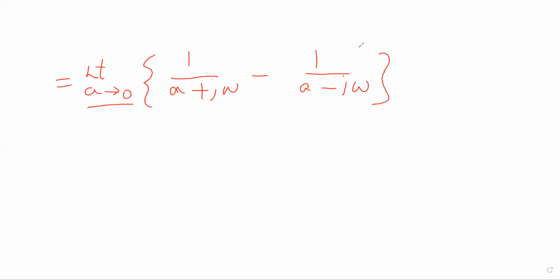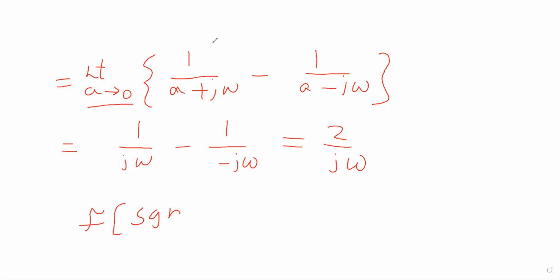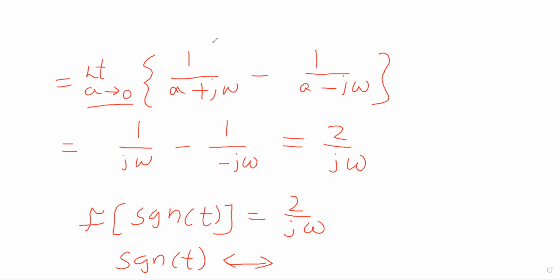Now if you put limit a tends to 0, it is going to be 1 by j omega, and minus minus becomes plus, or else you can write the minus first and do it, minus j omega. Then together if you add it, that becomes 2 by j omega. Hence the Fourier transform of the signum function sgn of t is given by 2 by j omega, or the signum function is a Fourier transform pair with 2 by j omega.